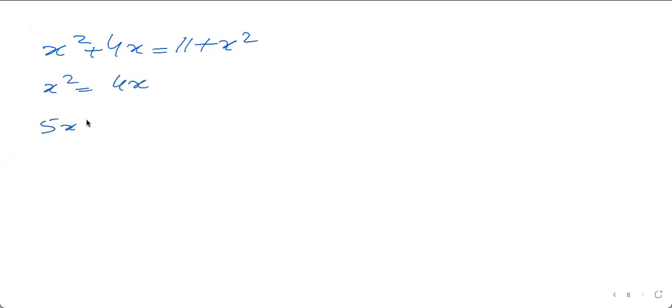Once again, we have four equations. The first one is x square plus 4x equals to 11 plus x square. Second one is x square equals to 4x. Third one is 5x square equals to 90. And the fourth one is 2 into x minus x square equals to x square plus 5.